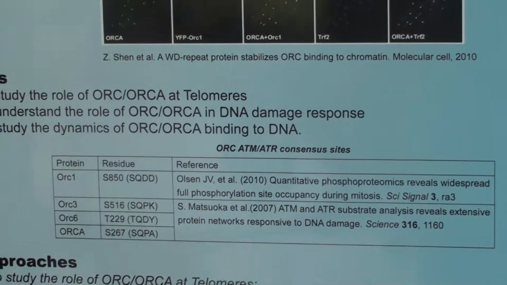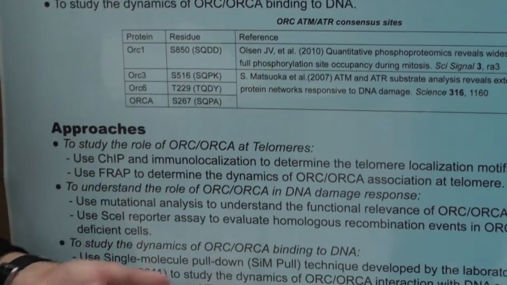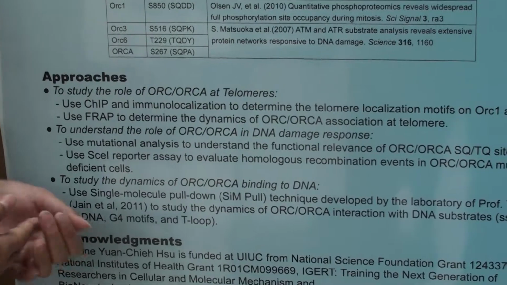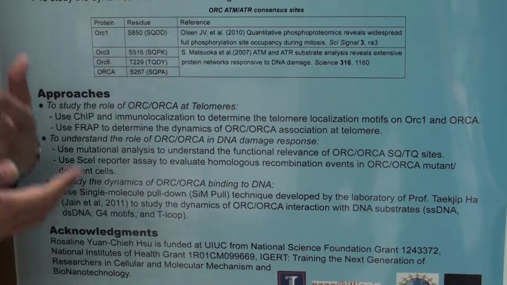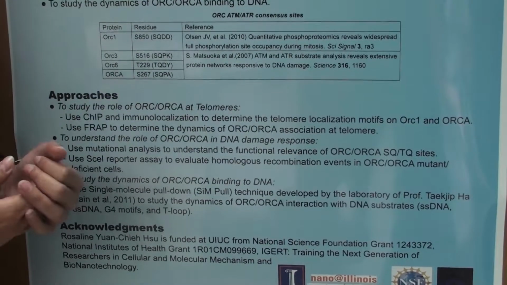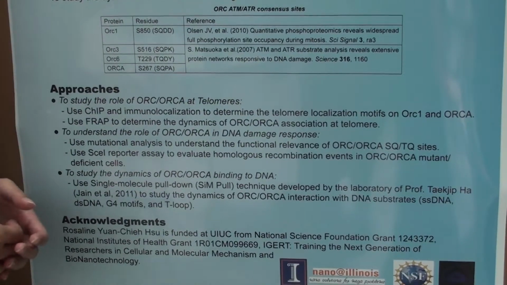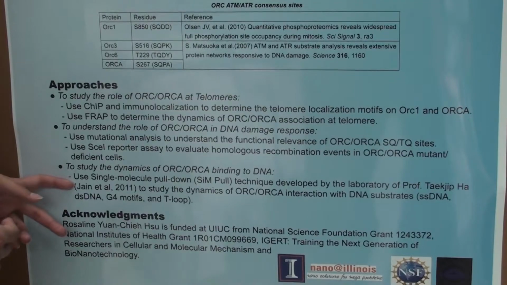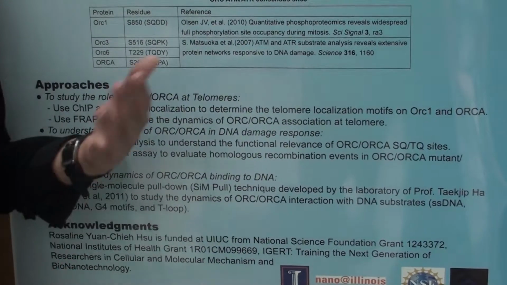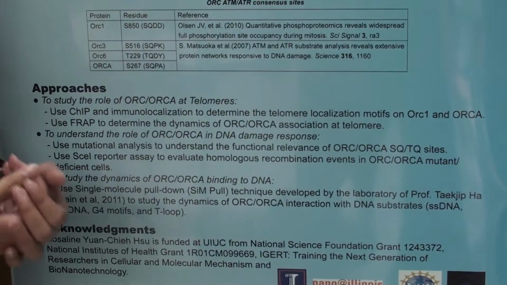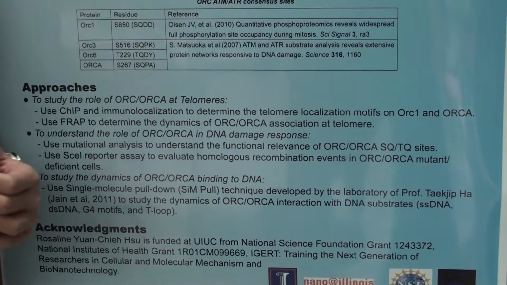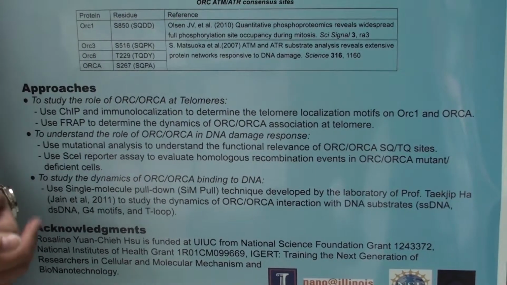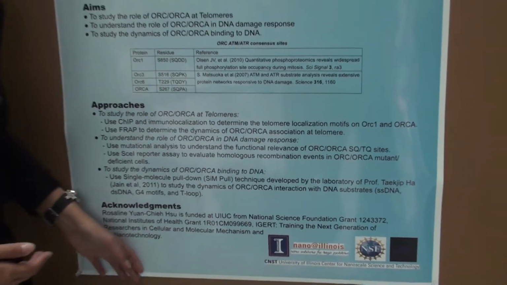And then the bottoms are several approaches that we wish to address our questions, such as right now we're using truncated mutants to see which is the minimum domain required for these two proteins to associate with telomere. And we also want to see whether these two proteins directly interact with the telomere DNA sequence, or whether they interact with the telomere-associated protein, which is the sheltering complex instead. So this is my study.